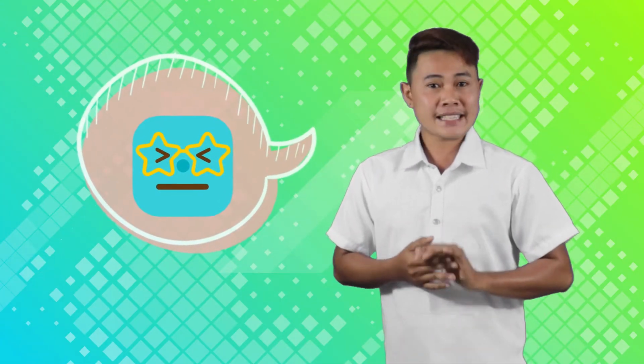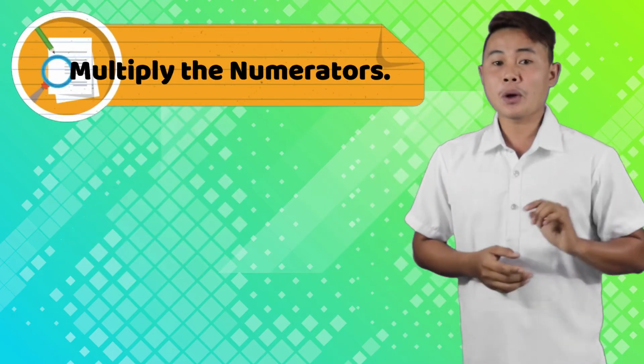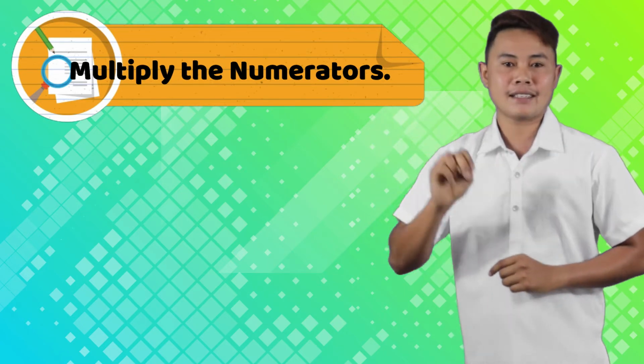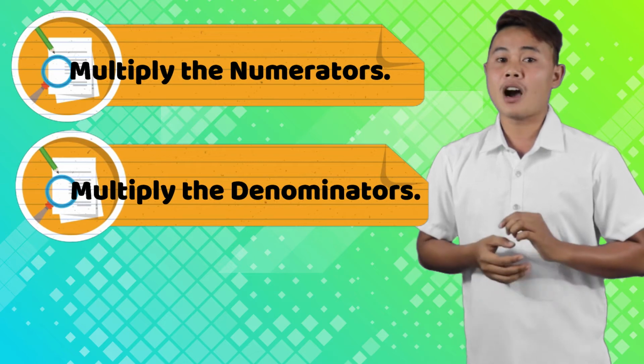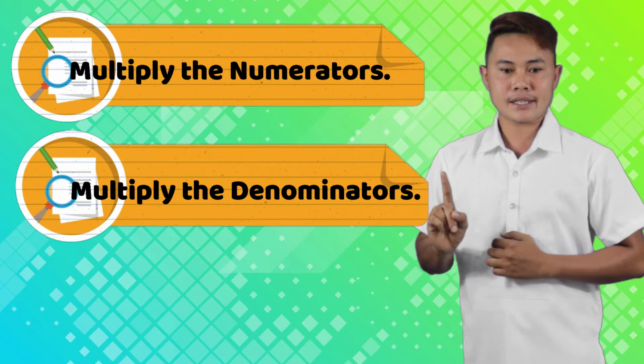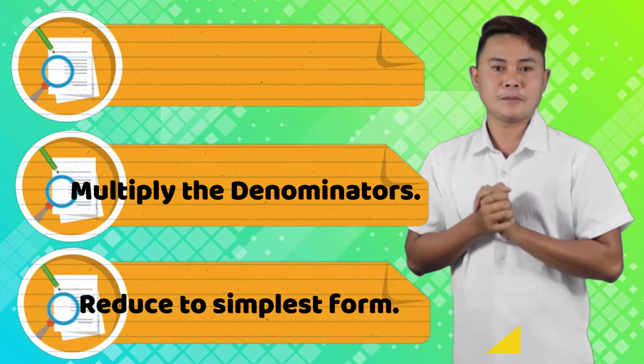Do you know the simple steps in multiplying simple fractions? Very good. First, multiply the numerators. The result is the new numerator. Second, multiply the denominators. The result is the new denominator. Finally, you reduce to its simplest form.